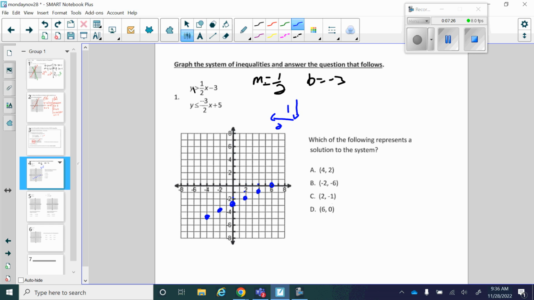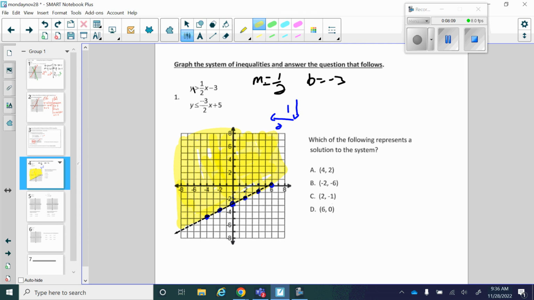Now this doesn't have an equal sign, so therefore it's going to be a dashed line. So I'm going to use a dashed line to connect these points together. And where do I shade now? Well, it's greater than, so I'm going to shade above the line. Everything above the line, I'm going to shade. So all this area is the solution for the first equation.